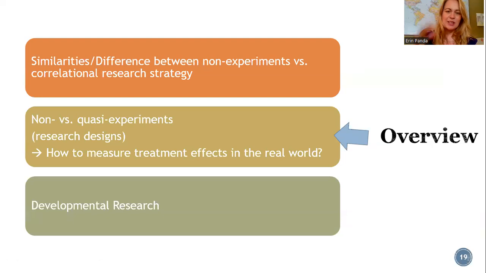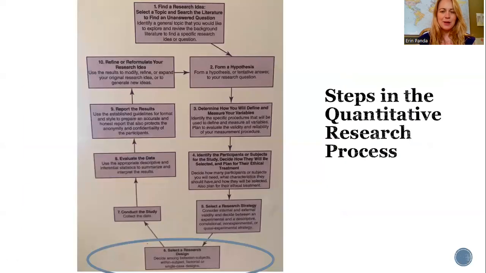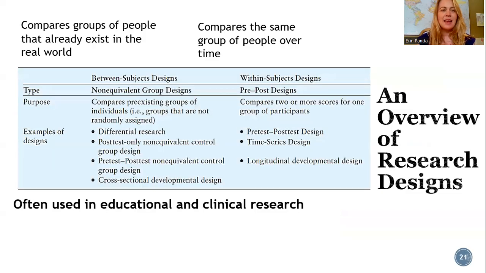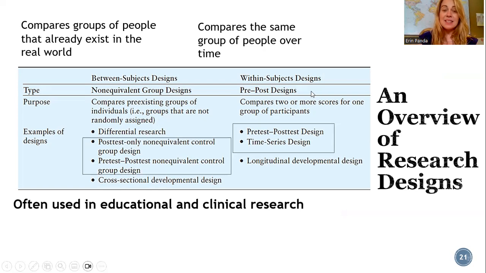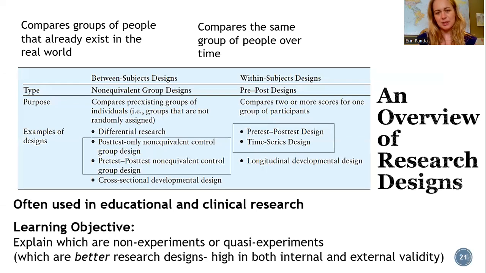Here's where this video fits in the context of the videos for this week, and in the context of the research process and our course. So this is a table from your textbook. It lays out different non-experiments and quasi-experiments grouped based on whether they're comparing groups of people or the same people over time. It's a lot, I know. I'm hoping that this video will help you to compare and contrast these designs, and importantly, determine which is a non-experiment and which is a quasi-experiment.